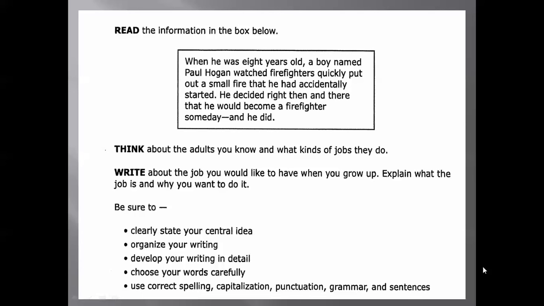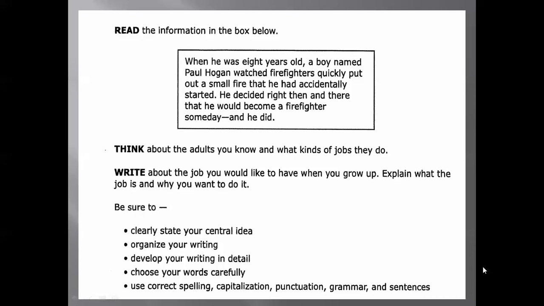Now here's your charge, the write. Write about a job you would like to have when you grow up. It's going to be 2 sentences. And this is the task. Explain what the job is and why you want to do it. It's important to read both those sentences to understand it thoroughly. What is the task? What is the charge? So write about a job you'd like to have, but what are you going to do with that? Explain what the job is and why you want to do it.